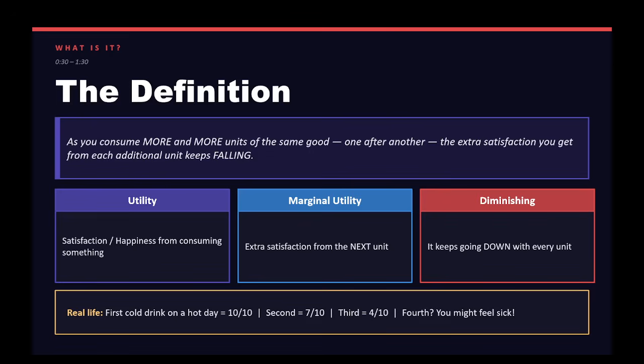As you consume more and more units of the same good, one after another, the extra satisfaction you get from each additional unit keeps falling. The first cold drink on a hot day, 10 on 10. Second, the extra satisfaction is 7 on 10. Third, 4 on 10. And fourth, you might actually puke or fall sick. That's diminishing marginal utility in real life.